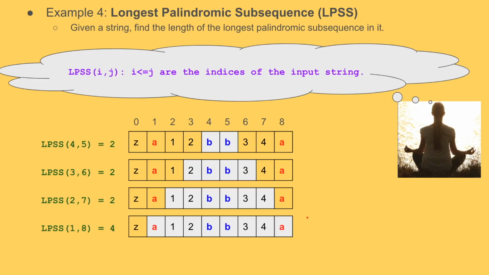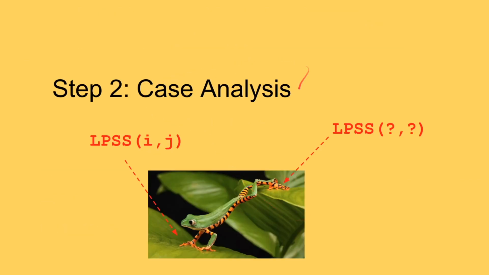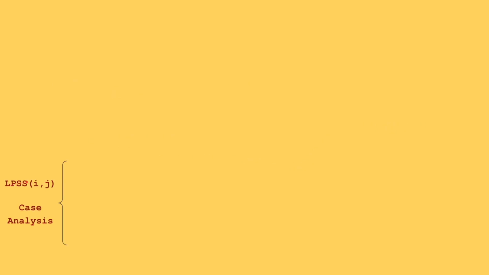What is the next step? You guessed it right, case analysis. So we want to find out how we can get to LPSS of I and j from values less than I and j. Let's do our case analysis.